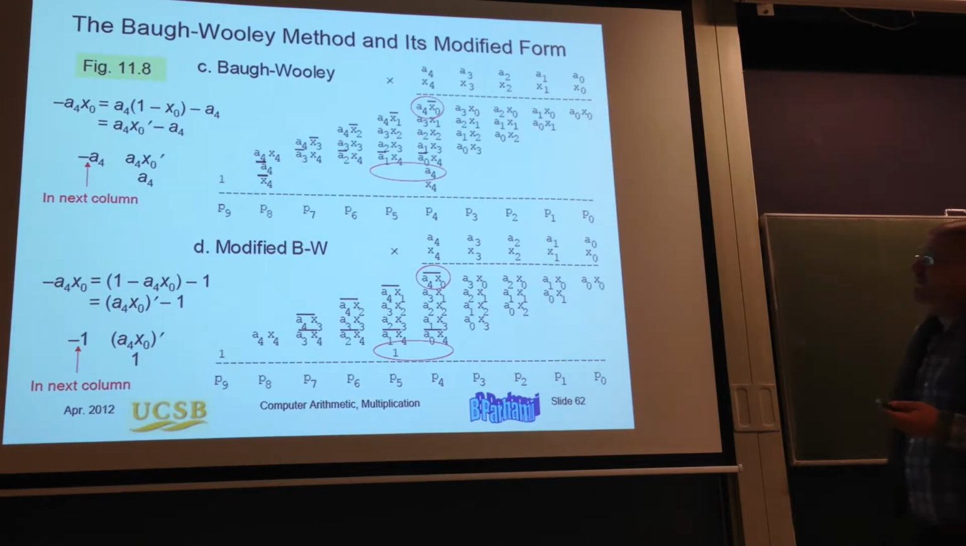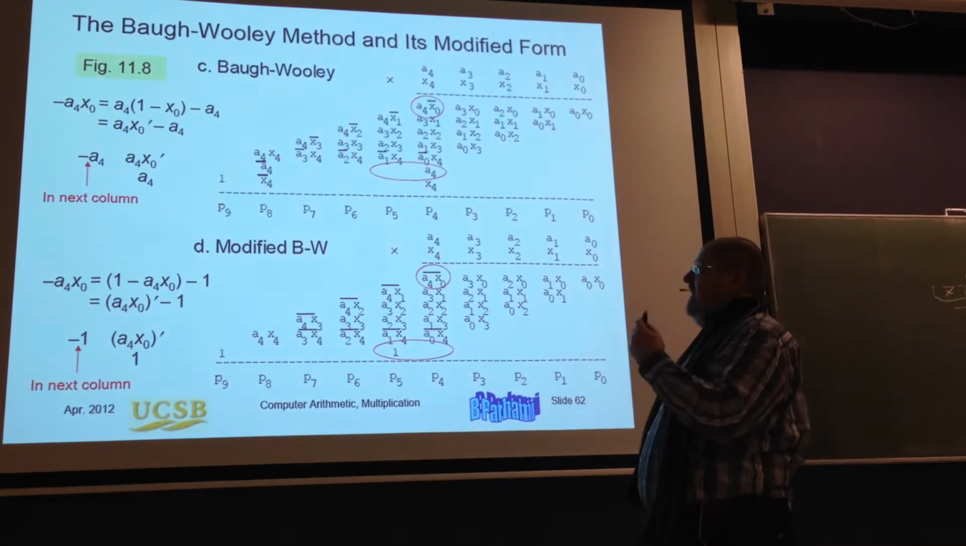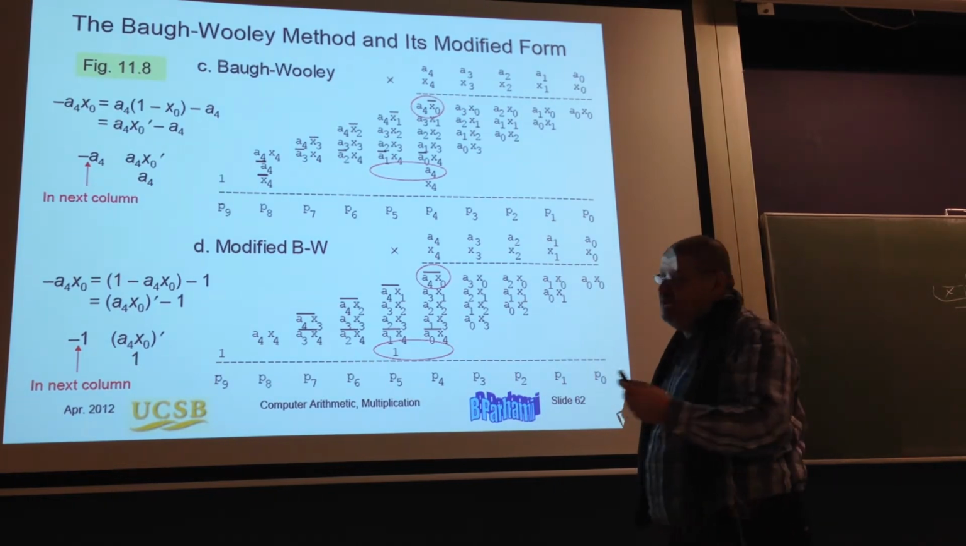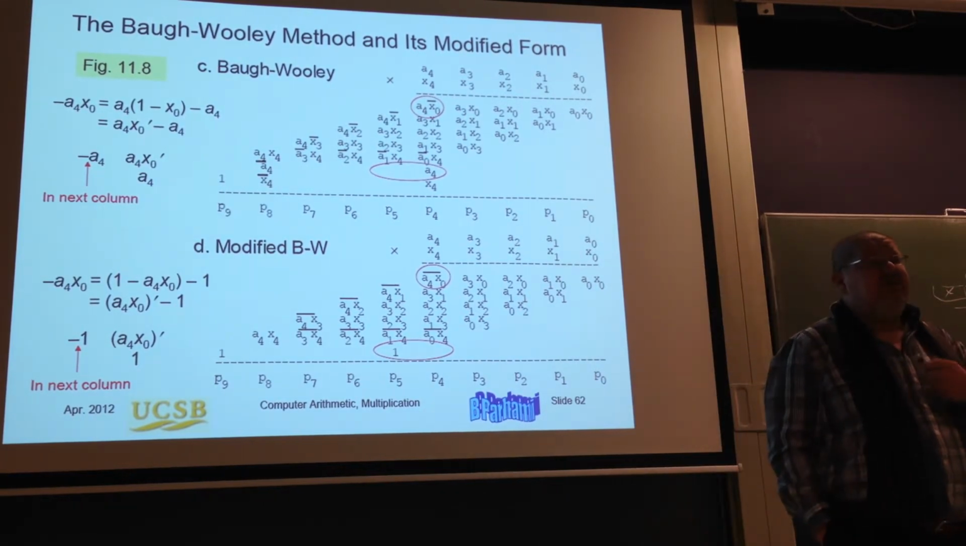Then the first approach is saying, okay, I have a term which is a4x0 which is negative. I want to get rid of the minus.